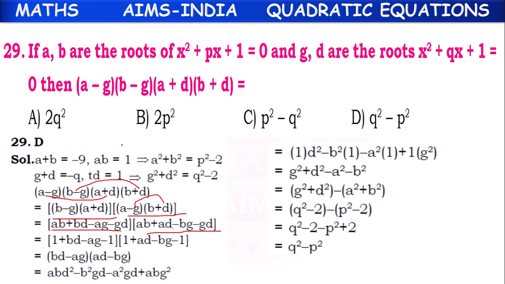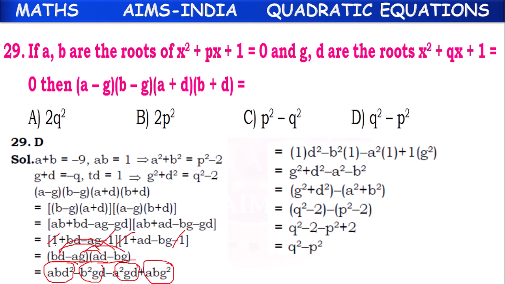Here the αβ value is 1, so we can keep 1. The βδ value we don't know, the αγ value we don't know. Here also the αβ value is 1, the γδ value is 1, remaining values we don't know. So now 1 minus 1 gets cancelled, 1 minus 1 gets cancelled, βδ minus αγ will remain, here αδ minus βγ will remain. βδ into αδ, αβδ²; βδ into βγ, β²γδ; αγ into αδ, α²γδ; αγ into βγ, αβγ². We will get 4 terms.